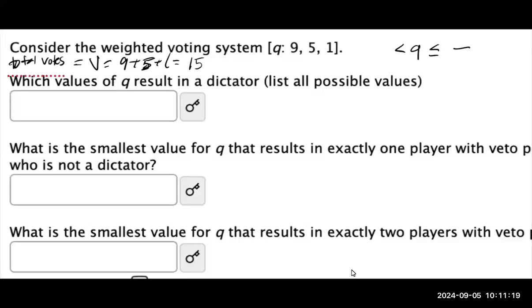The quota has to be less than or equal to 15. In general, it's less than or equal to V, where V is the total number of votes in the weighted voting system. In our situation, Q must be less than or equal to 15. And it has to be greater than half of the total number of votes. If this was 16 divided by 2, that would have been 8. So 15 divided by 2 is 7.5.